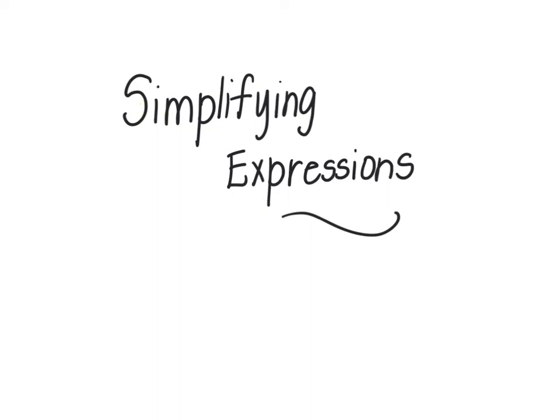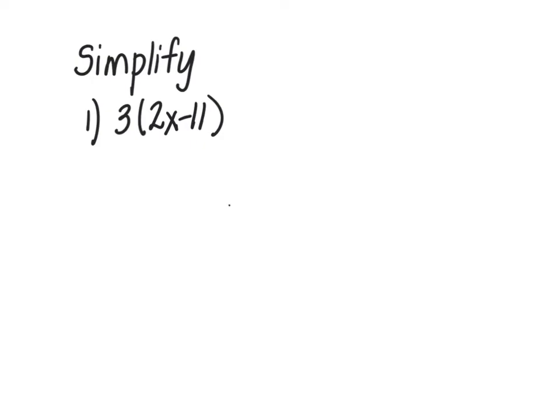In this video, we are going to be simplifying expressions. In this case, we're going to be simplifying expressions using the distributive property and combining like terms. Our first example asks us to simplify 3 times 2x minus 11. So we're going to distribute by removing the parentheses. We're going to multiply 3 times 2x, which is 6x, and 3 times negative 11, which is negative 33. And that's all we can do on this example.